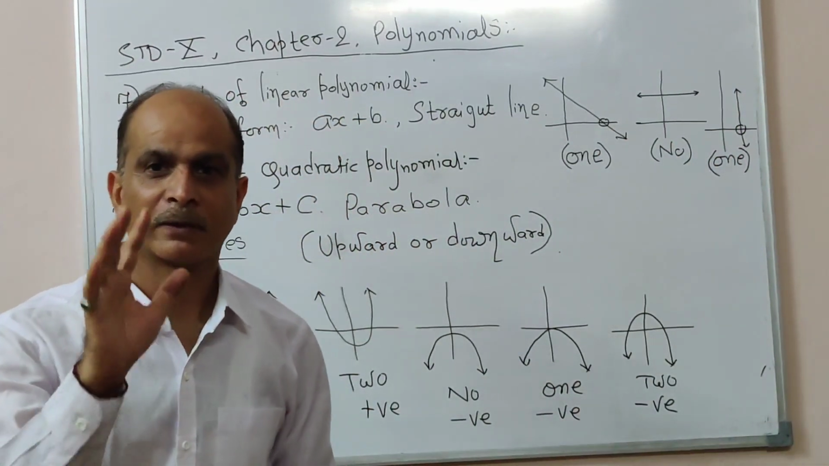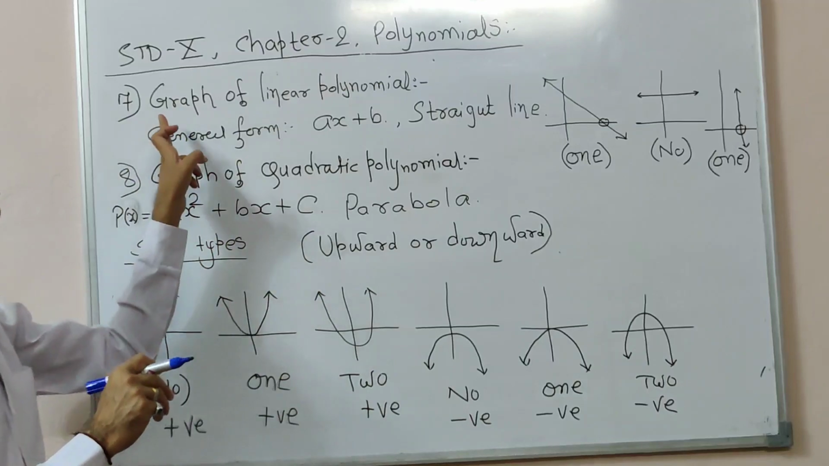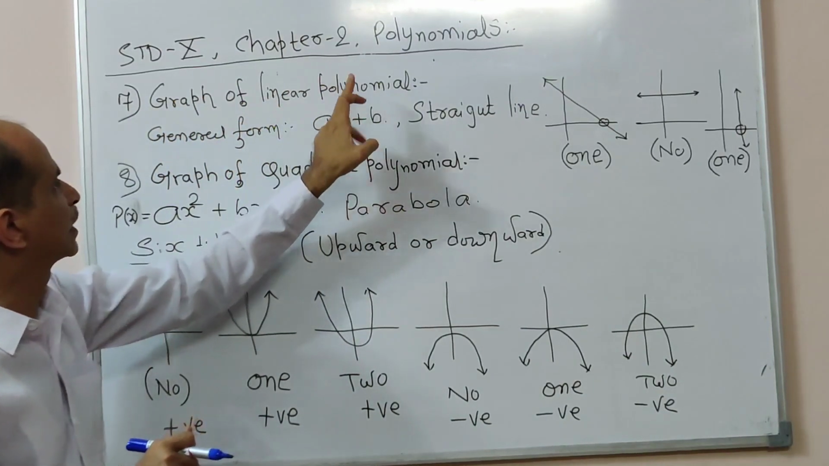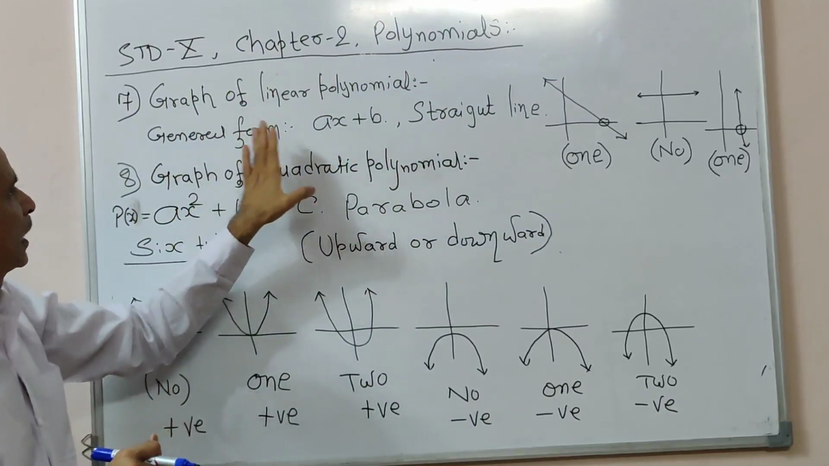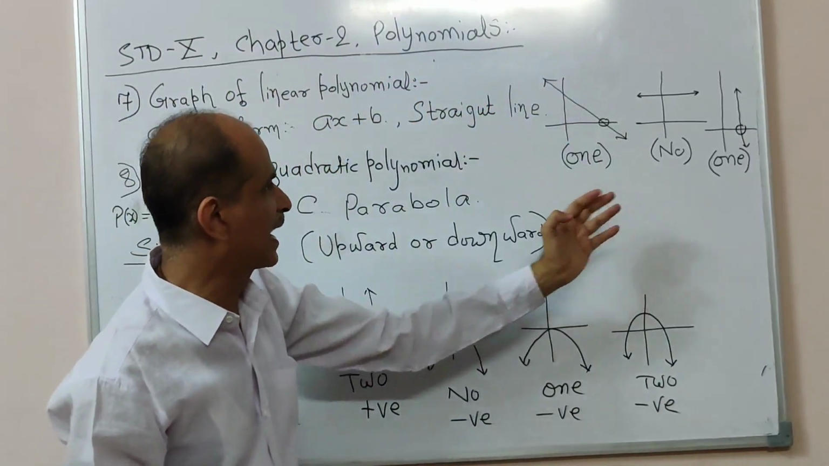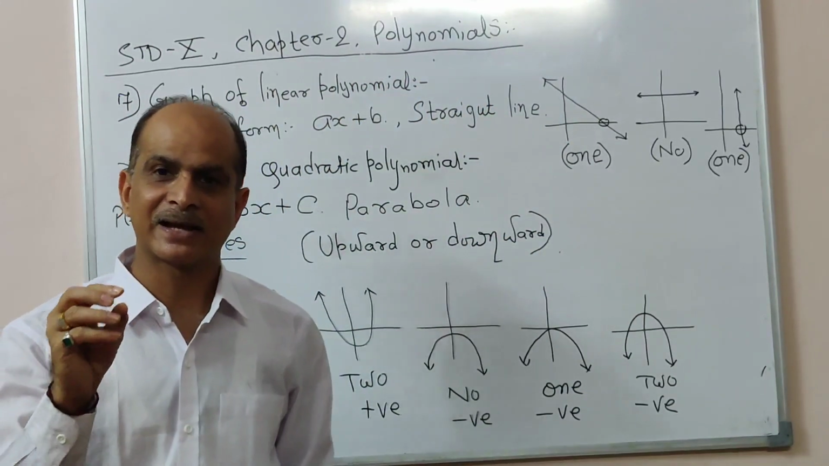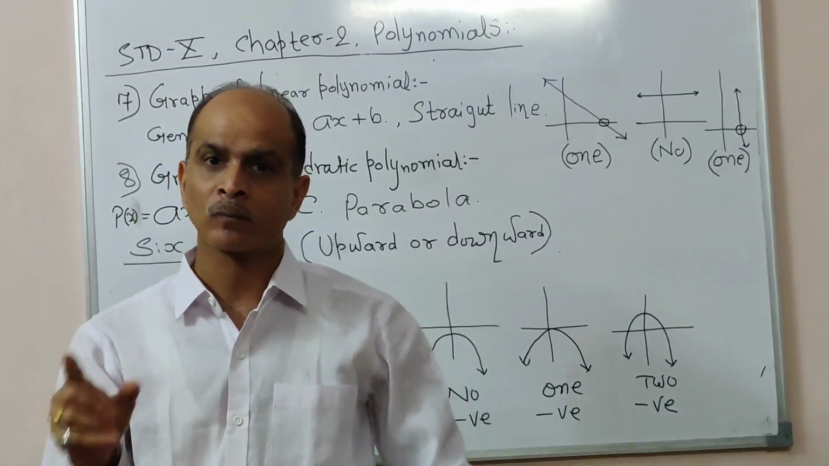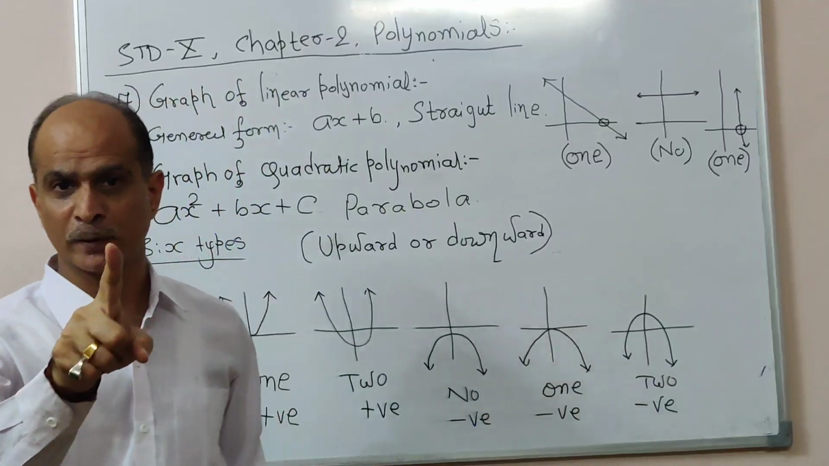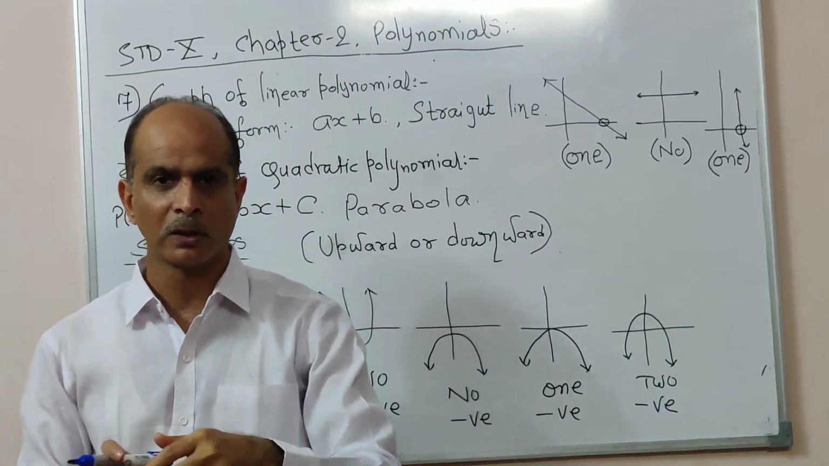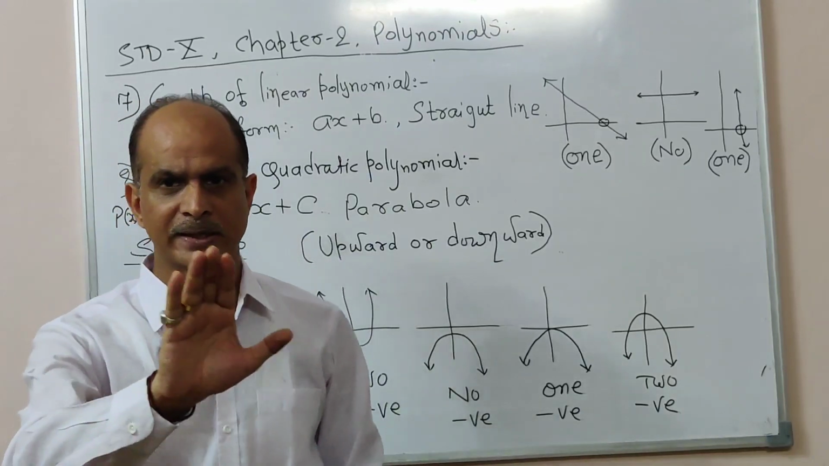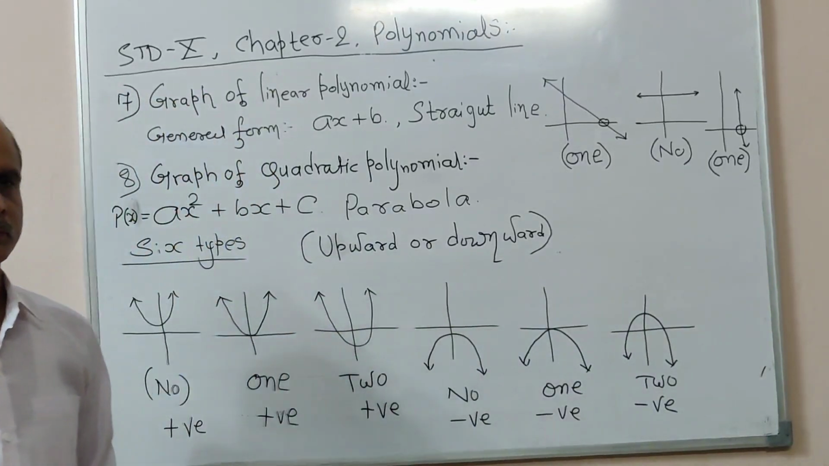So friends, now you know how to find out the graph of a linear polynomial. If you draw the graph, it is a straight line. It intersects the x-axis either at one point or no point. If it intersects at one point, it has 1 zero. If it does not intersect the x-axis, then it has no zero.